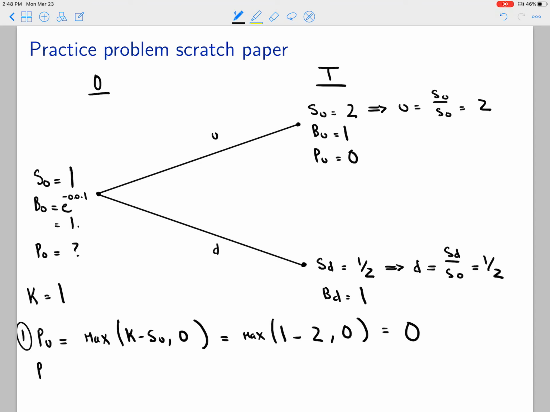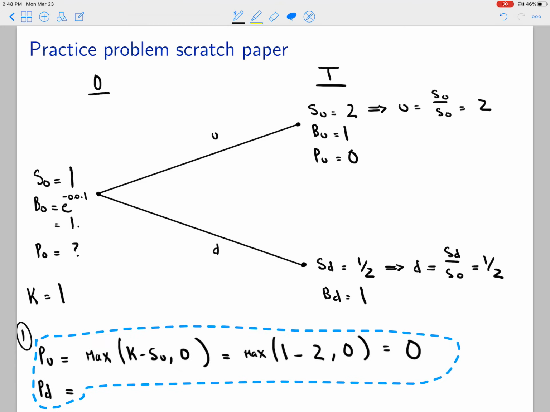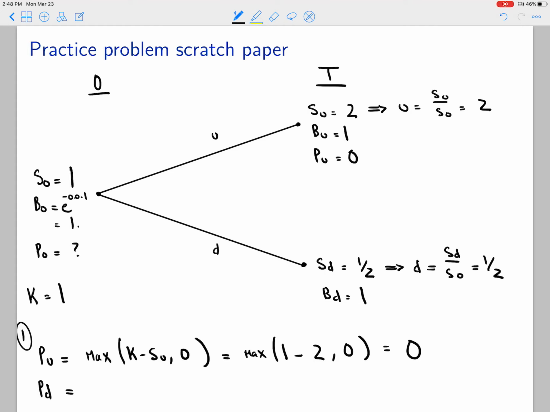Now what about in the down state? Put options are usually going to perform well in this down state as long as we order the payoffs in a logical way. The put option's payoff in the down state is equal to the max of the strike minus the stock price in the down state, and 0. We know what K and S sub D are, so we just need to plug them into this formula. It's the max of the strike, 1, minus the stock price in the down state, 1/2, and 0. This is equal to the max of 1/2 and 0, which is just 1/2. So we can add that to our graph as well.